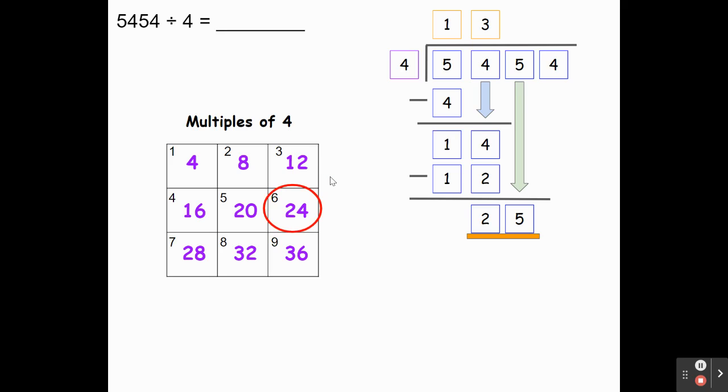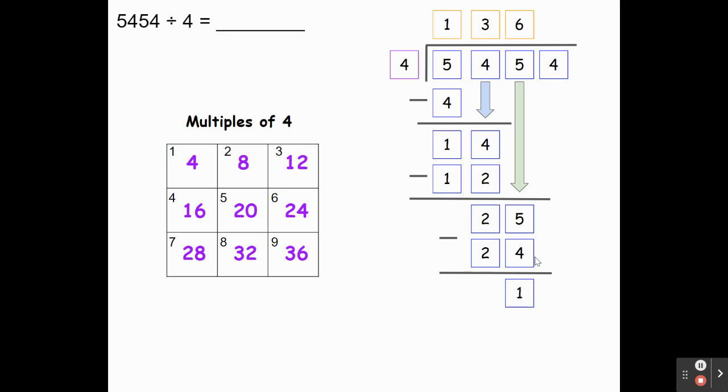So that means each group is going to get 6 tens. So we'll place the 6 in the tens place. 6 tens per group times 4 groups means we're sharing 24 tens. So we can go ahead and subtract the 25 tens we have minus the 24 tens that we're going to share to get 1 ten left over.